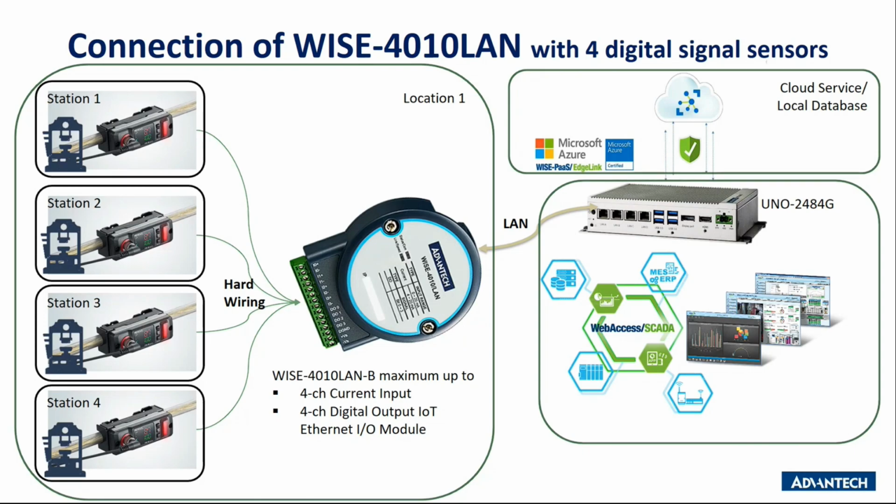So with this WISE module, you can tap all these analog signals from the measurement to our WISE module, so they can transfer all this information to our SCADA. Then from the SCADA, we can alert the user whether there's a correct flow level on this station.